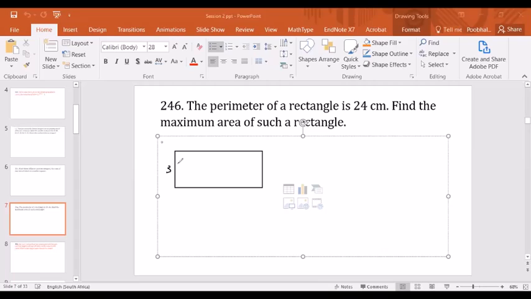You can have, for instance, 3 and 9. That will give you a perimeter of 24, but that gives you the area 27. Or instead of taking 3 and 9 to be the numbers which add up to 12, you could have taken 4 and 8, for instance. And in that case, you will have 32. Or you could have had 5 and 7, which add up to 12, and the area then will be 35.